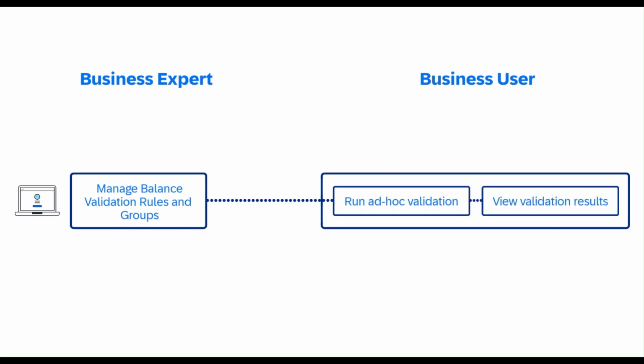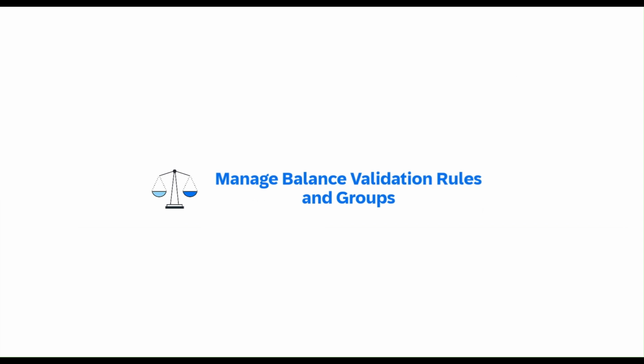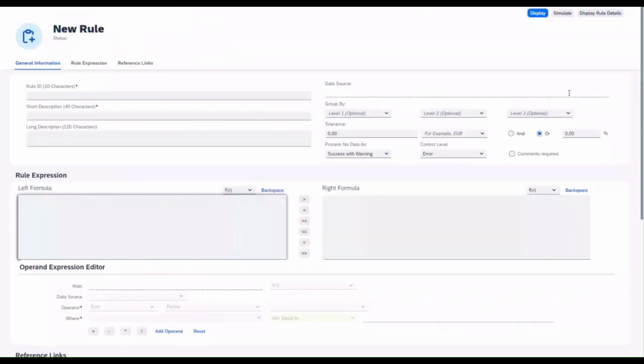This video provides you a step-by-step demonstration of this process. To start, access the Manage Balance Validation Rules and Groups app to create rules. In this demo, we're going to create a basic rule. This rule comprises basic settings and an expression with left-hand and right-hand formulas.